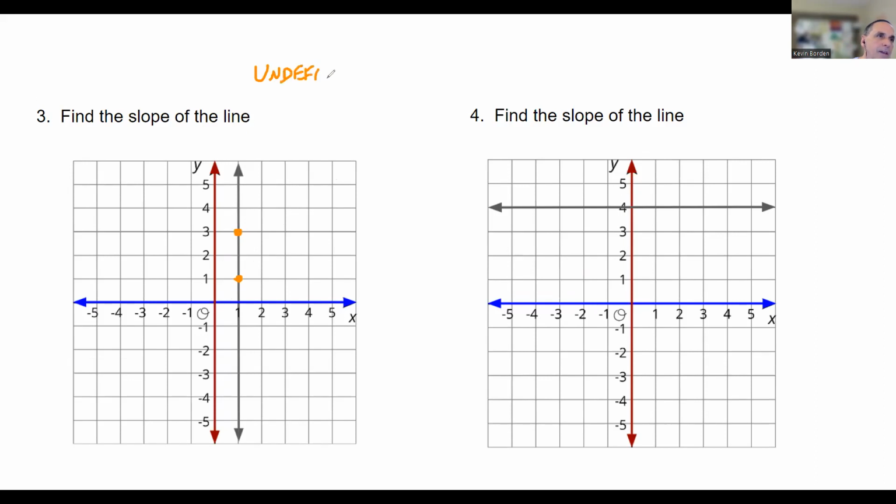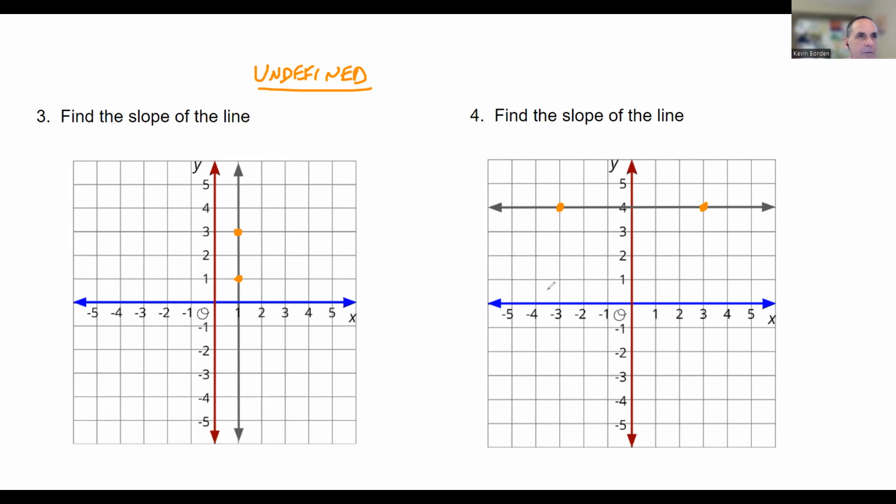We can't give that a number. It's so steep. That is an undefined slope. We don't need to do any calculation. Let's look at problem 4. Once again, we can see that this is kind of a special case. We do have a point on the left and a point on the right.